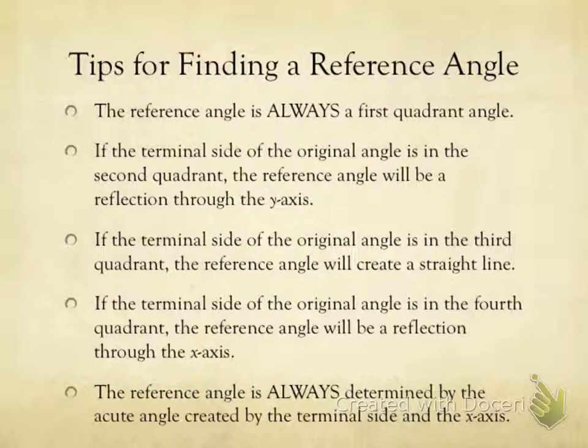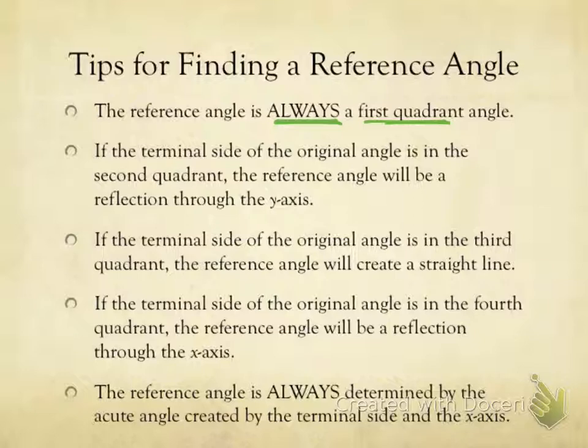Now, there are some tips here for finding reference angles that can make this a less tedious kind of job. The first thing is to keep in mind that your reference angle is always a first quadrant angle, which then technically means first quadrant angles don't have reference angles because they are already their own reference, if that makes sense. But if you go into any of the other quadrants, you can just go through the same process that we did, but there are some little shortcuts that you could use that might help you along the way.